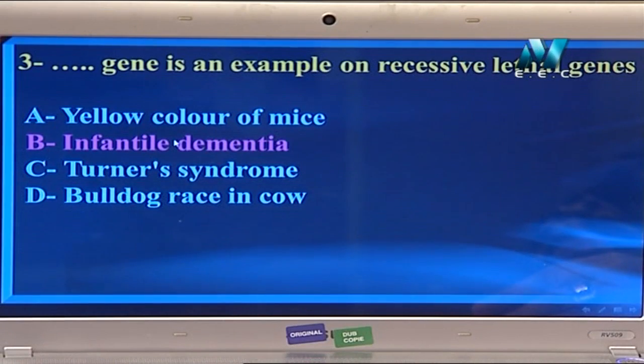Third question. Which gene is an example of a recessive lethal gene? What is meant here by lethal gene? A lethal gene is a gene that causes death. We have 2 types of lethal gene: dominant lethal gene and recessive lethal gene. Here we have 4 choices.